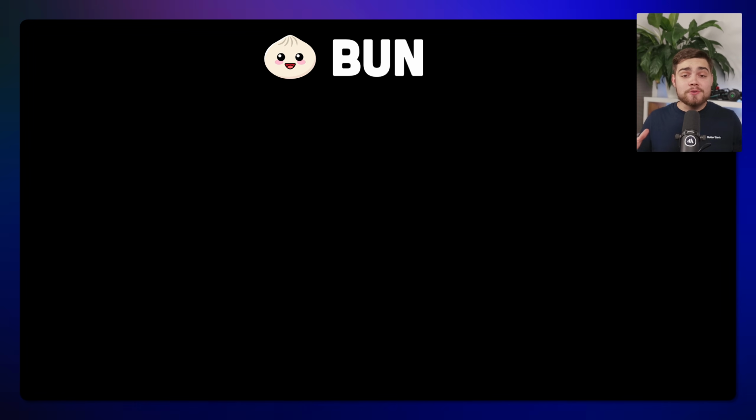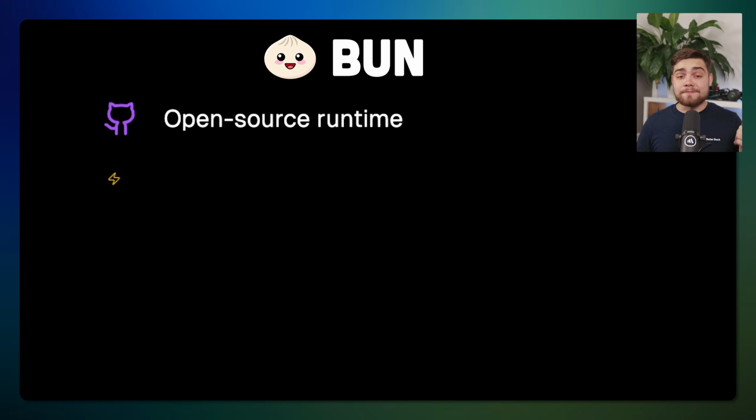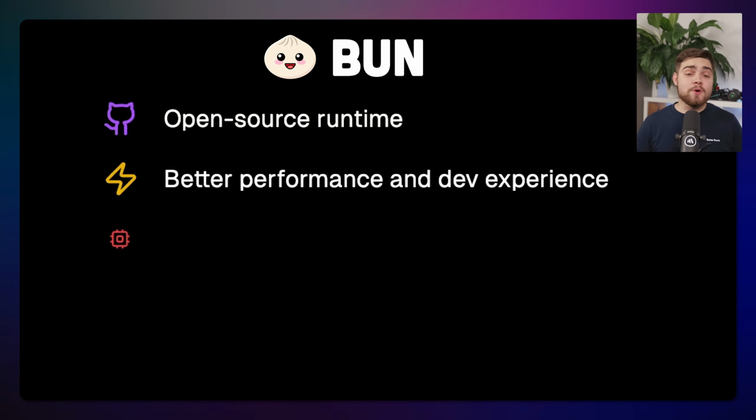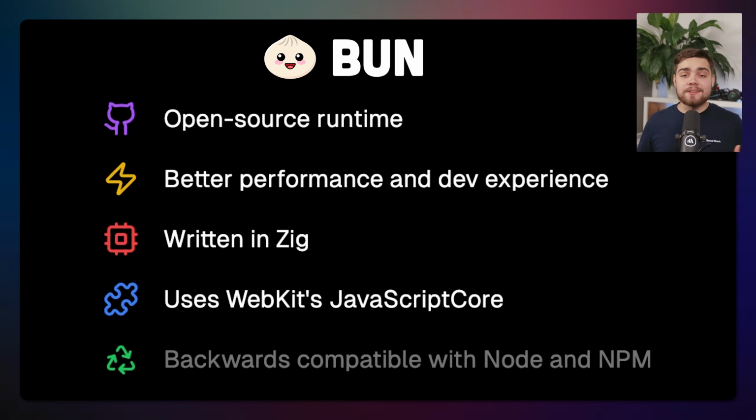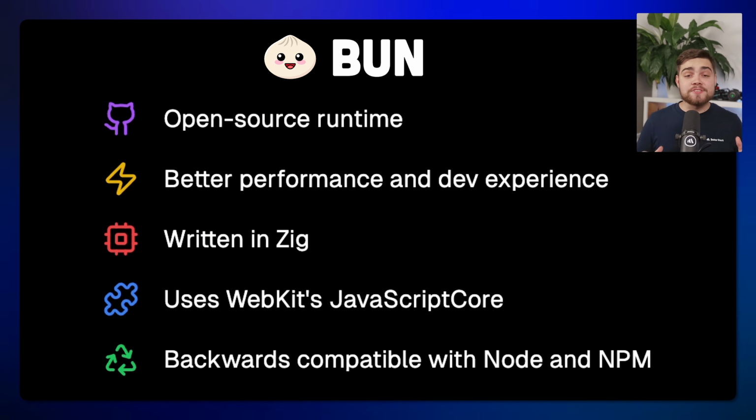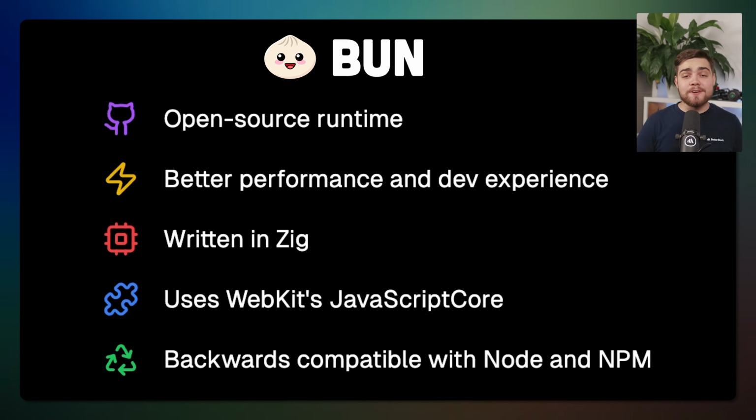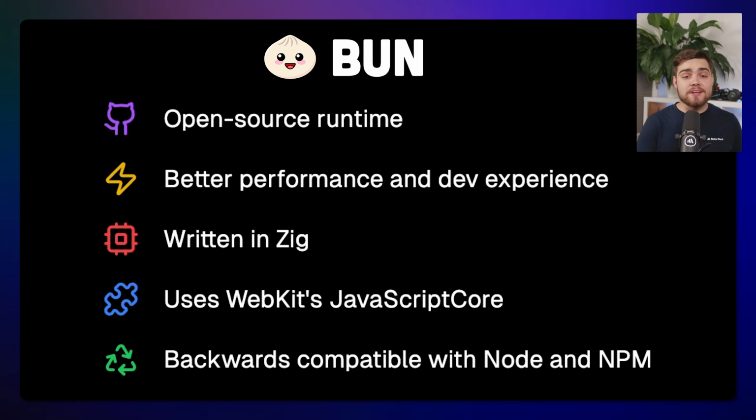Bun, on the other hand, is also an open source runtime for JavaScript. It focuses on performance and developer experience as well, but it's actually built using WebKit's JavaScript core instead of the V8 engine like Node.js and Deno. It's written in Zig, and it aims to be the faster drop-in replacement for Node.js. Before we get into what makes each runtime special, let's look at what they have in common.